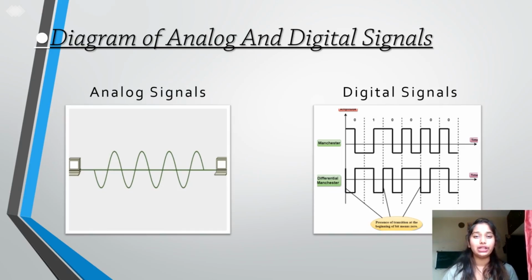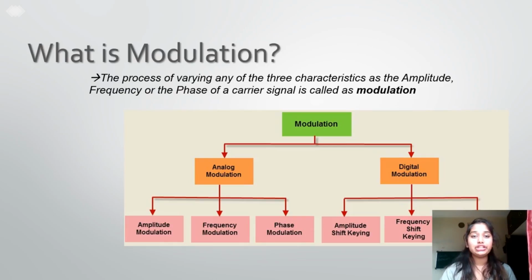Let's see what's modulation. Modulation is the process of encoding information from the message source in a way suitable for transmission. Need for modulation in communication system. The message signals have a very low frequency due to which the signals cannot be transmitted over a long distance.